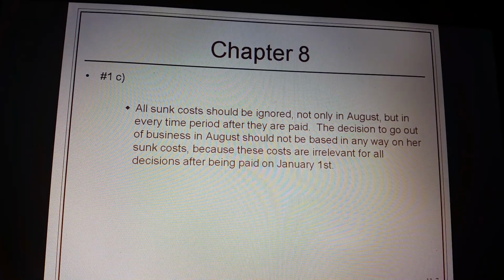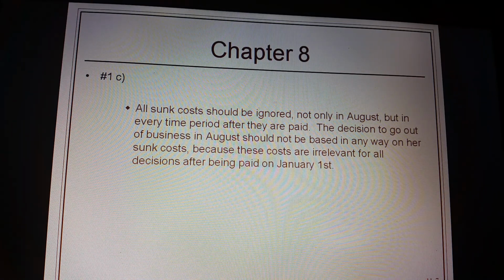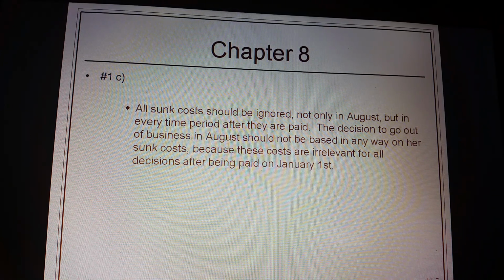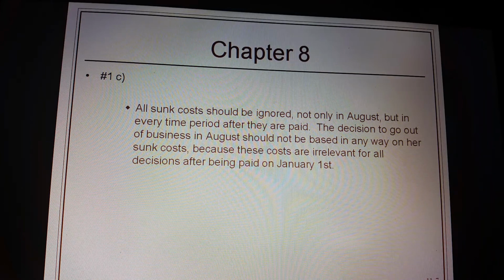Part C. At the end of August, what role would the sunk costs play in the owner photographer's decision to go out of business? Here, all sunk costs should be ignored. That's one of the major themes in the chapter. Not only in August, but every time period after they are paid. The decision to go out of business in August should not be based in any way on her sunk costs, because these costs are irrelevant for decisions after being paid on January 1.